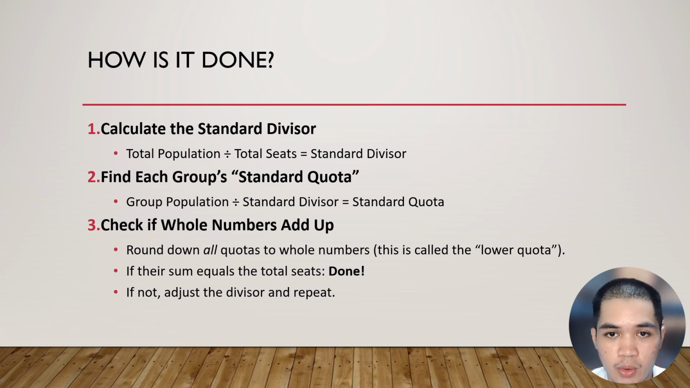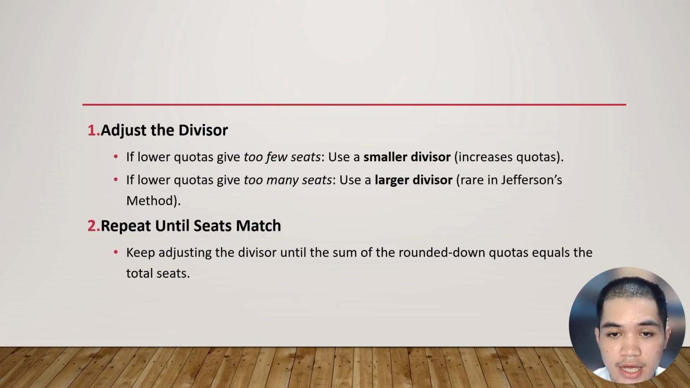For example, there's 4.56. We round down to 4, the nearest whole number. If there's 3.51, we round it down to 3. After that, we adjust the divisor accordingly. If the lower quotas give too few seats, we use a smaller divisor, and if the lower quotas give too many seats, we use a larger divisor. And then we repeat until seats match. So this is, in simple terms, a trial and error method.